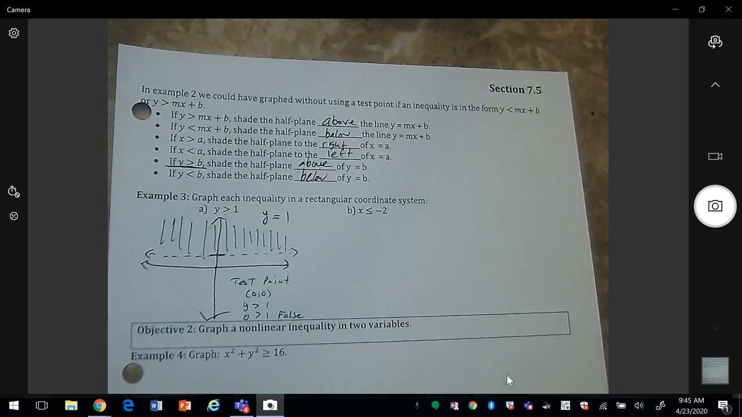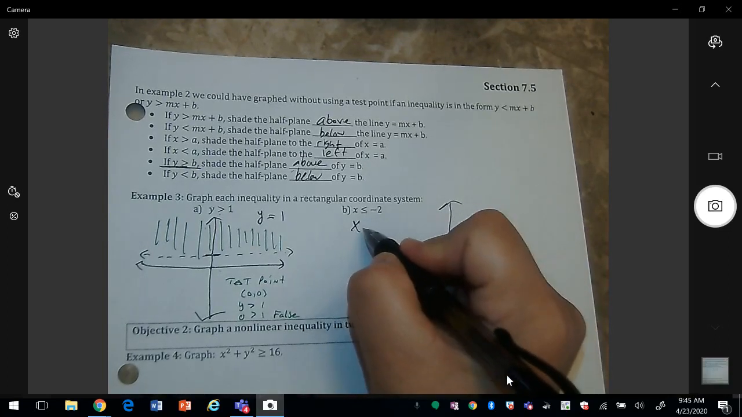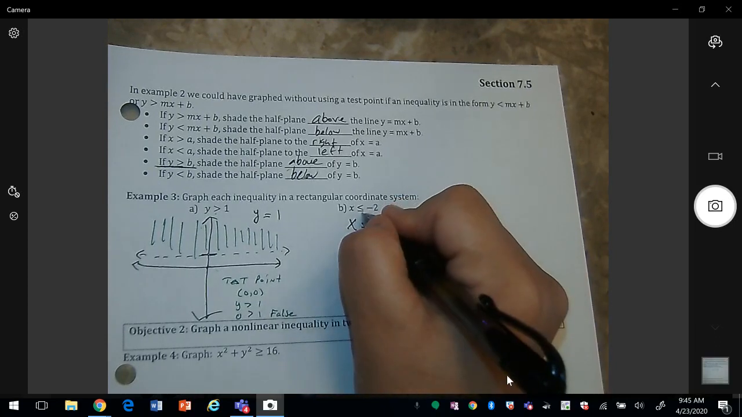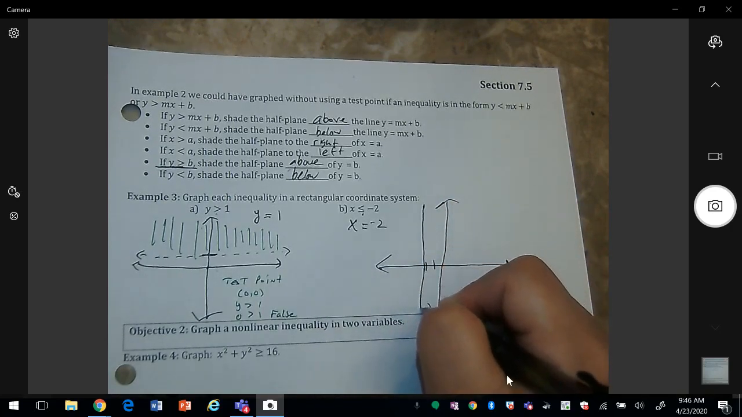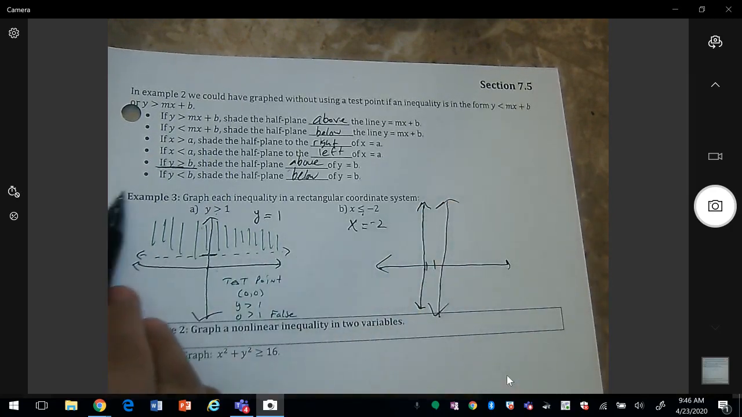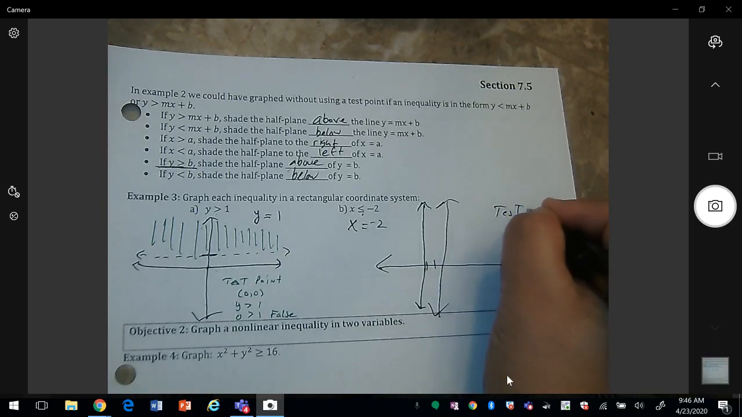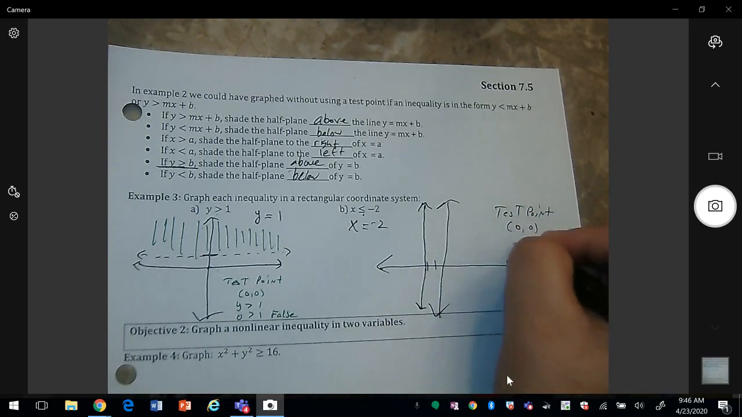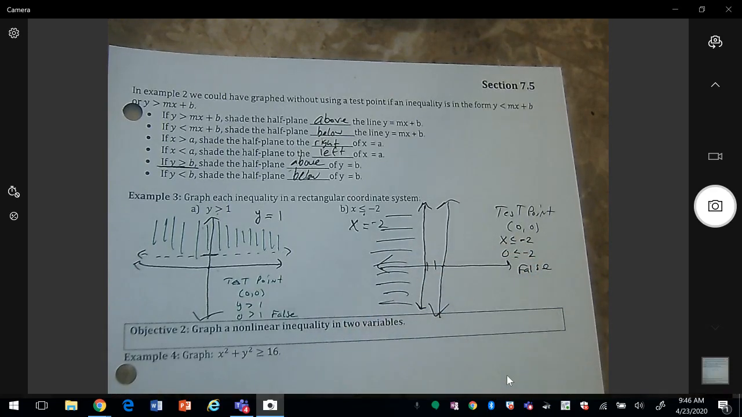Okay, the next one. X is equal to -2. It is going to be solid since I have the equal sign. And according to our statements up here, we're going to shade to the left. But we can also pick a test point to double check. Zero is less than or equal to -2. That's false. So here's my test point and it's false. So we're going to shade to the left.